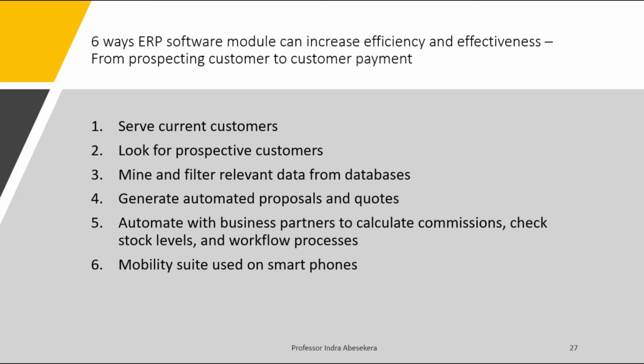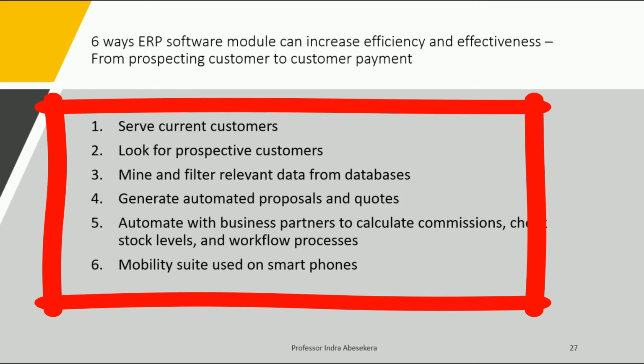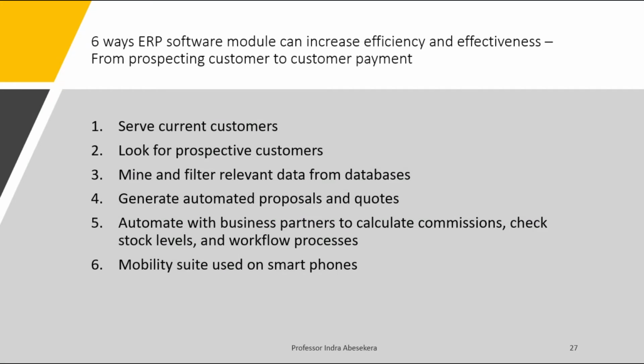There are 6 ways ERP software module can increase efficiency and effectiveness. First, it serves the current customers. Second, it also can identify prospective customers. The third is because this data is collected about customers, it can mine and filter relevant data from the databases about prospective and current customers. It can generate automated proposals and quotes for customers. It can automate business partners to calculate commissions, stock levels, and workflow processes. And also, it can be used on smartphones.